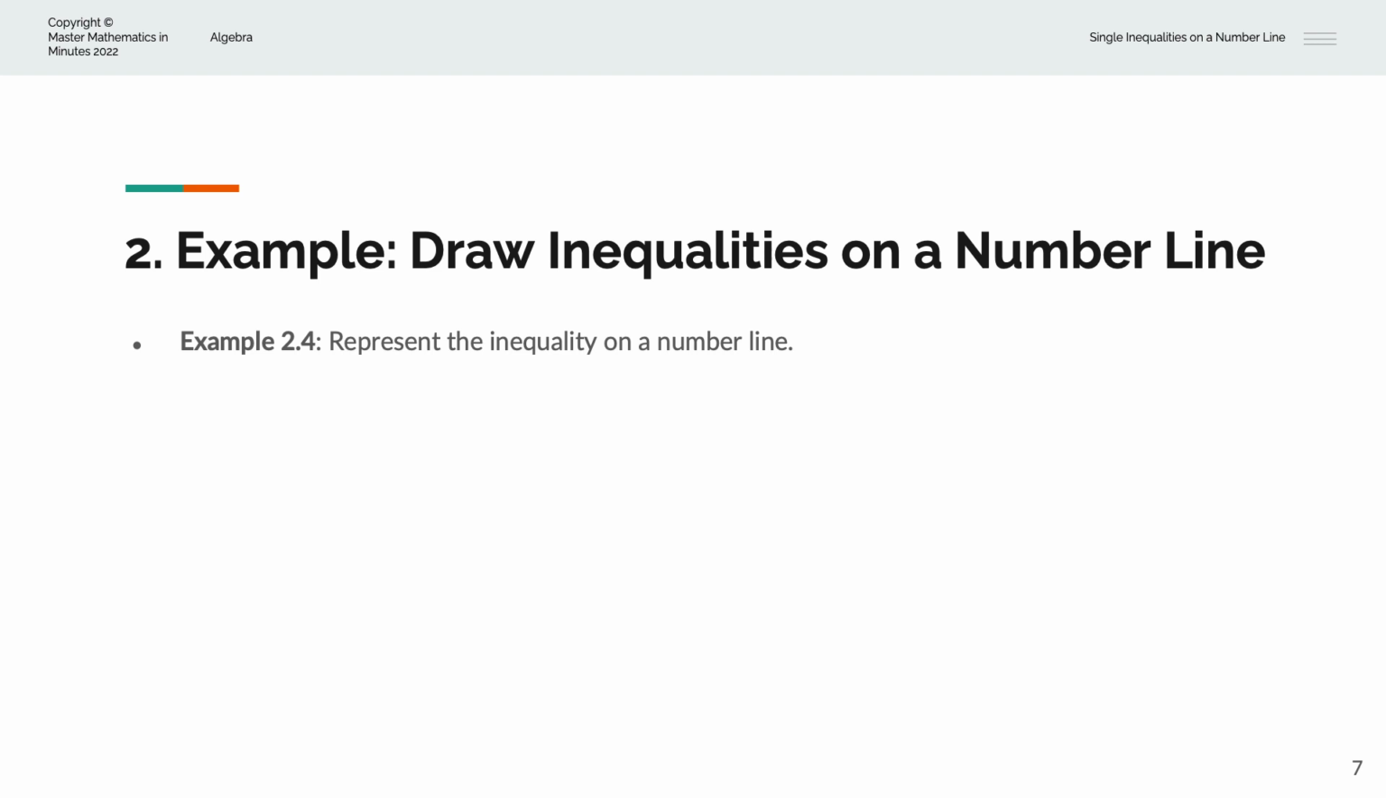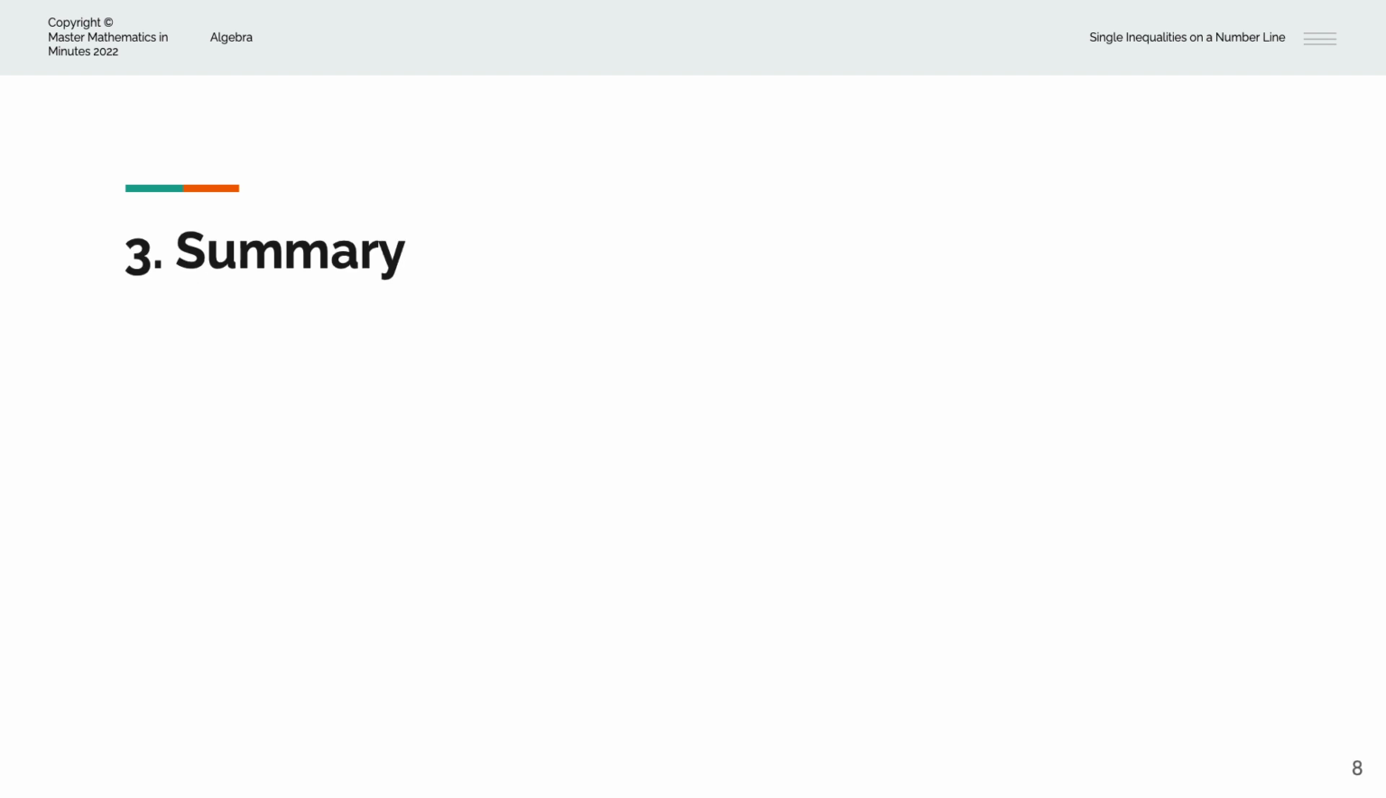In the fourth example, we're asked to represent the inequality on a number line, v being less than or equal to 1,500. We can label a number line with the constant 1,500. Because the inequality is less than or equal to, we have a shaded circle. And because the inequality is less than or equal to, the arrow points towards the left. That is how we represent the inequality v being less than or equal to 1,500.